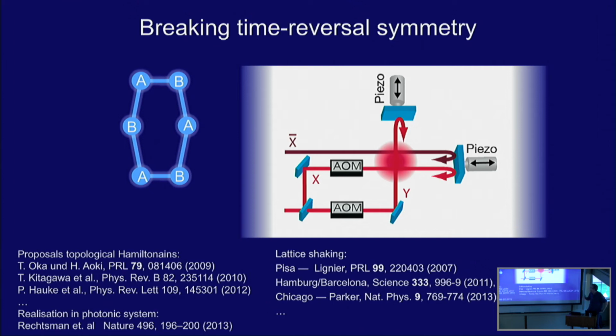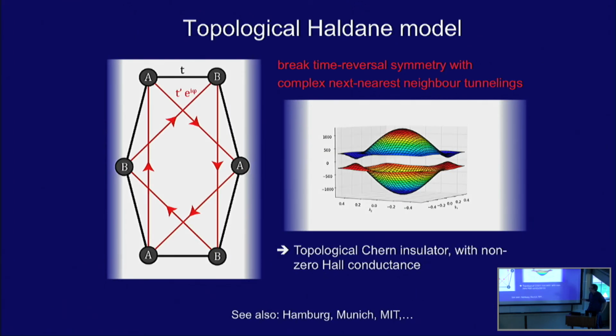If you do this shaking, we could show some time ago that in this non-interacting system, the effective Hamiltonian has some complex next nearest neighbor tunneling, and this allows one to create a model system which has, for example, a topological Chern insulating phase.